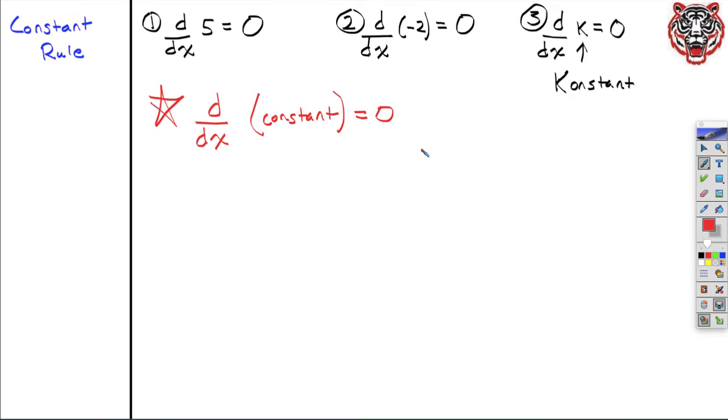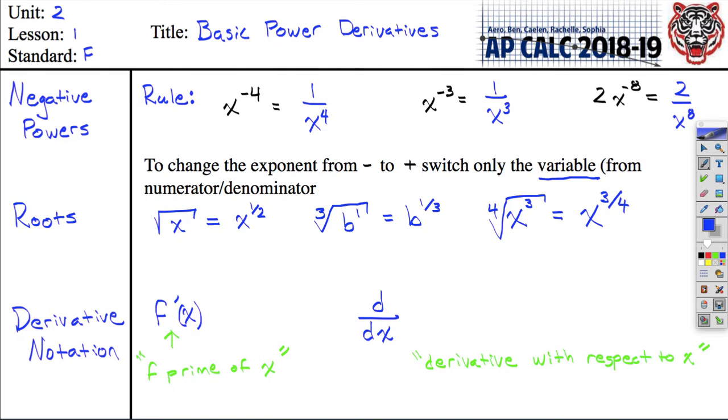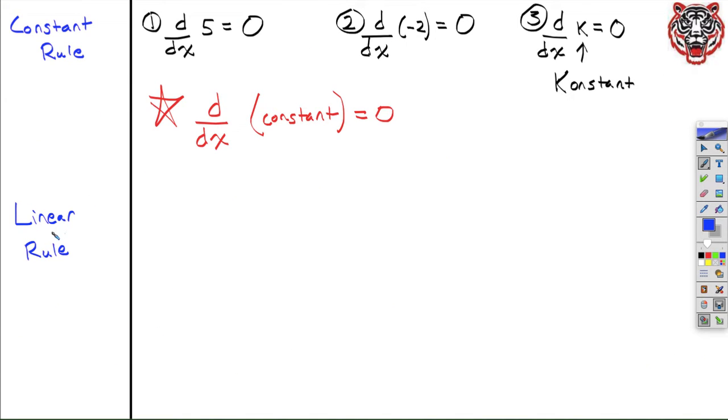All right, let's learn our next rule. I'm going to call this the linear rule. And we'll come back to why I'm calling it a linear rule. I mean, this one was a constant rule because it was the derivative of a constant. These are our basic power derivatives. So derivative of a linear function is the reason that we give this the name. And I'm, again, going to do 3 examples, and then we'll generate a rule from it.